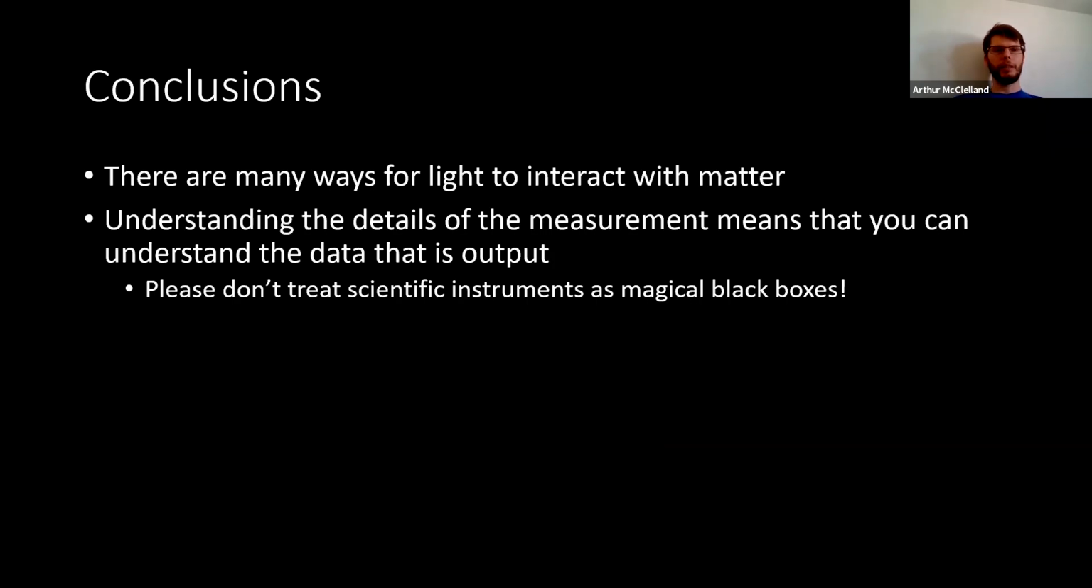So in conclusion, there are lots of ways for light to interact with matter, and really trying to understand how the light interacts with matter is important when you're trying to make a measurement. If you just treat the scientific instrument as a magical black box and you push the button and it spits out data and you take the data and try to publish it, you're not doing science. It's not making any sense. You need to actually understand what's going on inside the instrument to be able to interpret the data that it puts out.